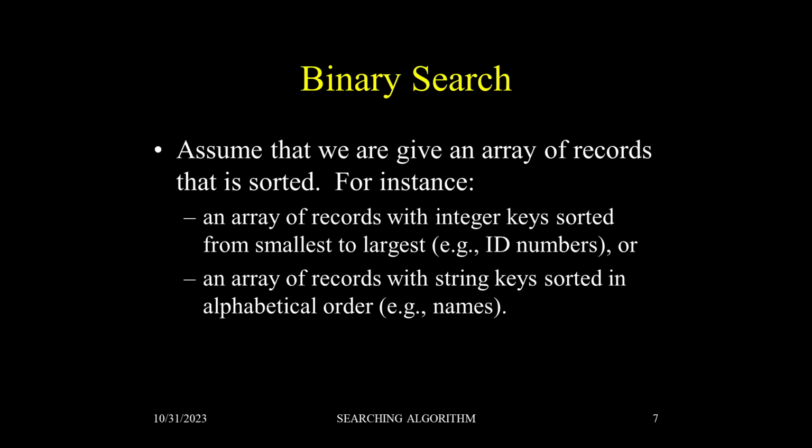Then we have a different type of searching: one is the linear search, another is the binary search. Binary search assumes that we are given an array of records that is already sorted. For instance, an array of records with integer keys sorted from smallest to largest, in increasing order, say for example some ID numbers, or an array of records with string keys sorted in alphabetical order, A to Z, like the names. So it is already given, suppose.